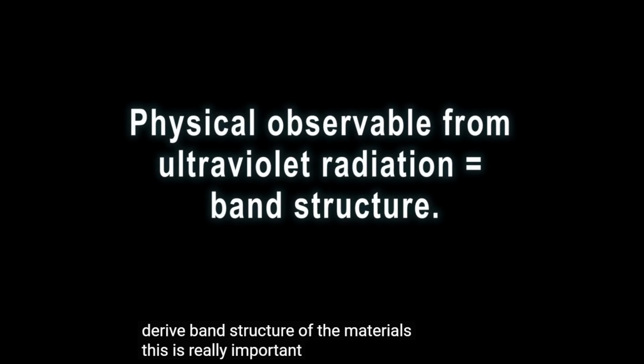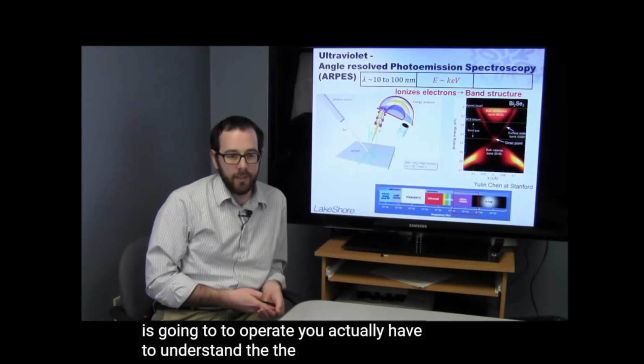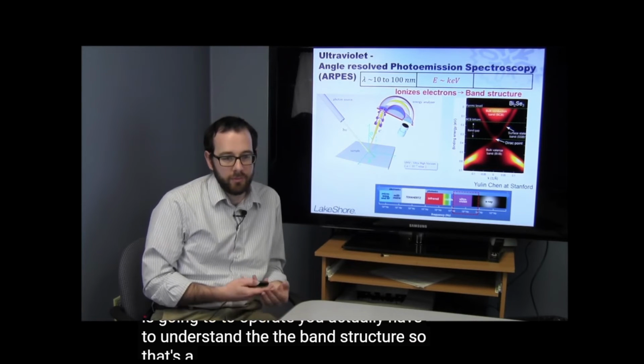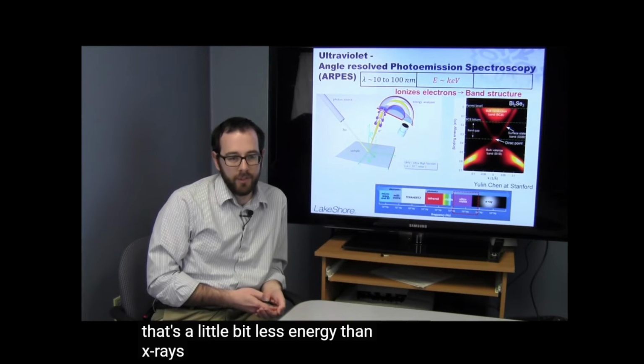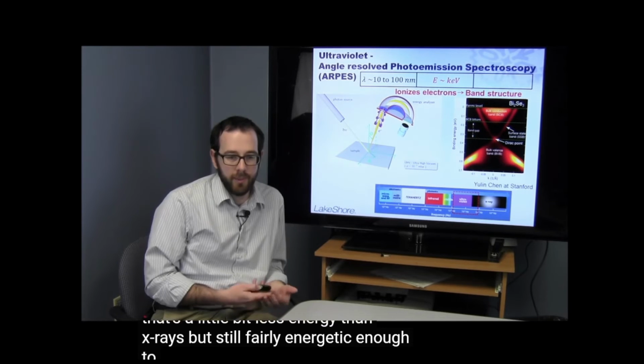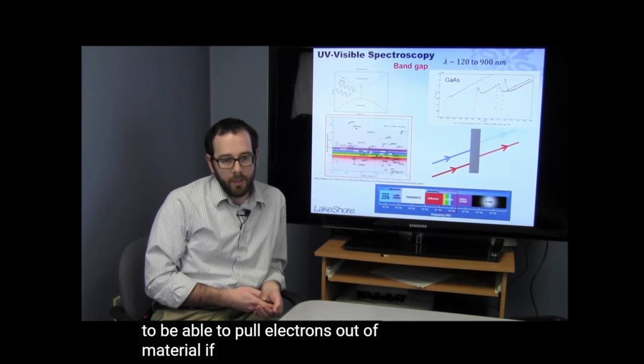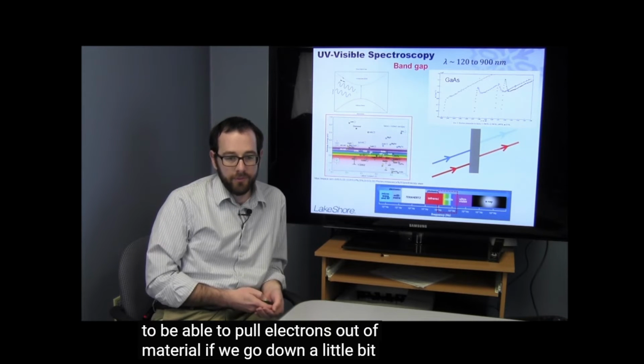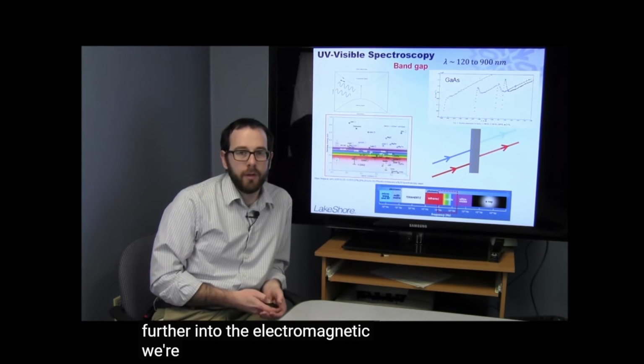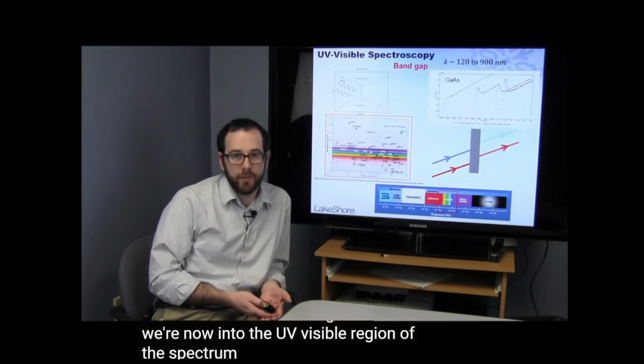And so this is really important when it comes to understanding the electronic structure of a material and how a material is going to operate. You actually have to understand the band structure. So that's a little bit less energy than X-rays, but still energetic enough to pull electrons out of a material. If we go down a little bit further into the electromagnetic spectrum, we're now into the UV-visible region of the spectrum.